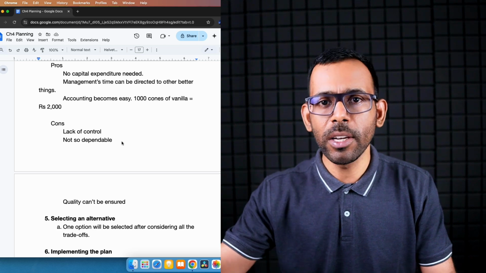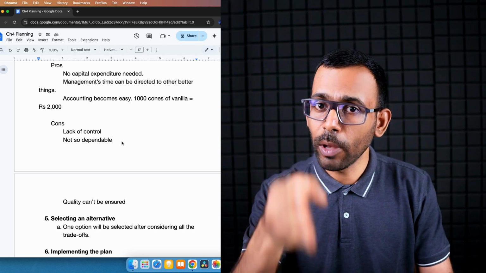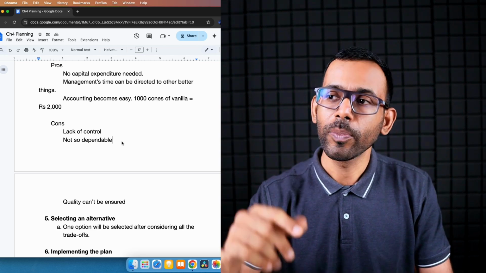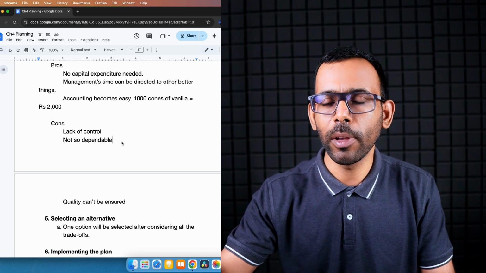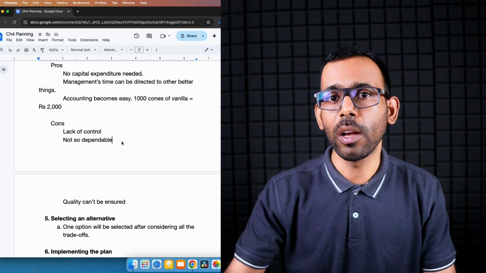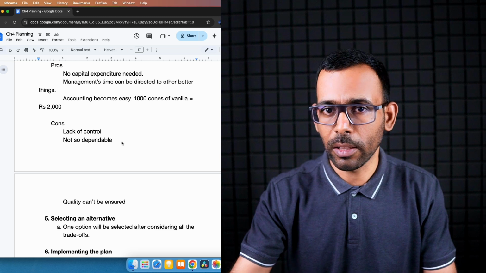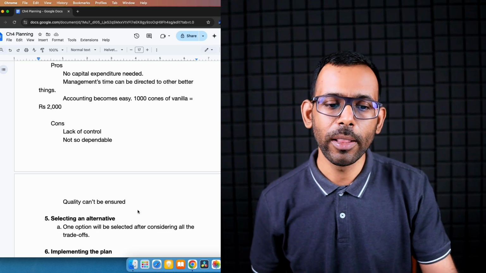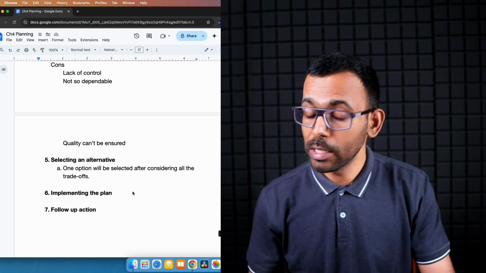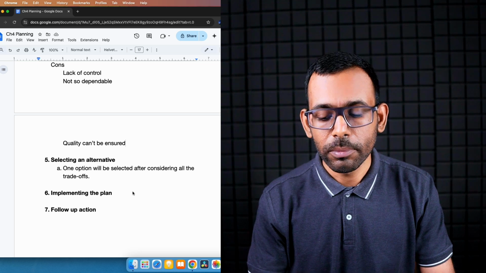And if you have increased demand during that time, if you have your own production factory, you can actually have better control and you can let the factory run. But you cannot command the third party manufacturer just like that. So that is not so dependable. And then finally, quality can't be ensured. This is something I can personally assure.